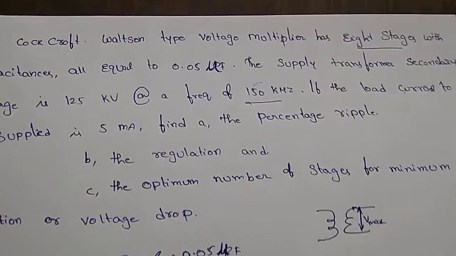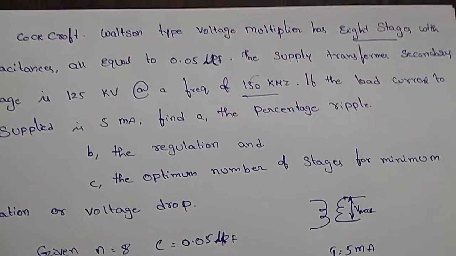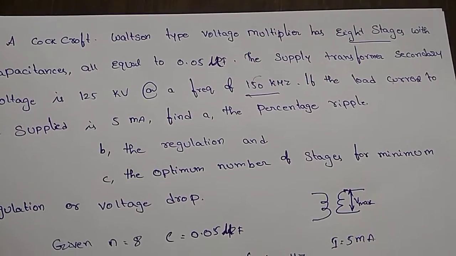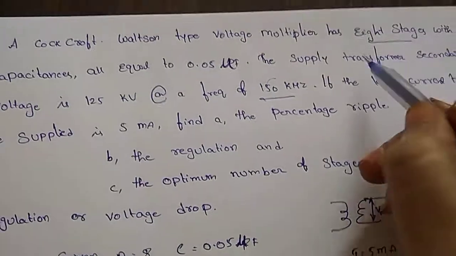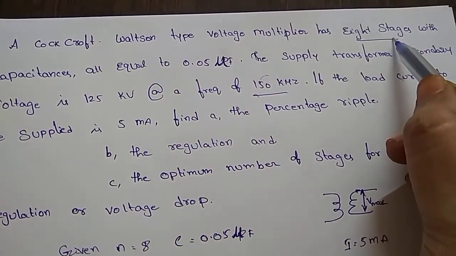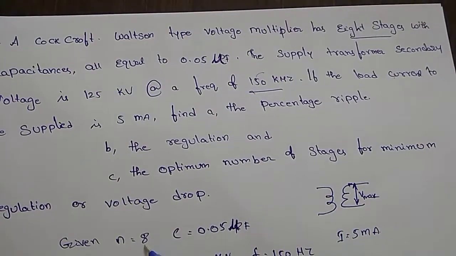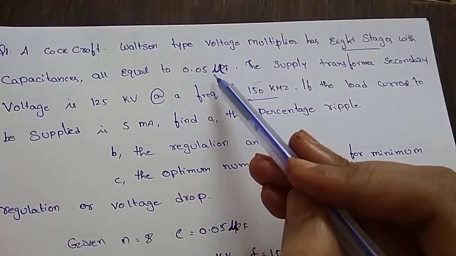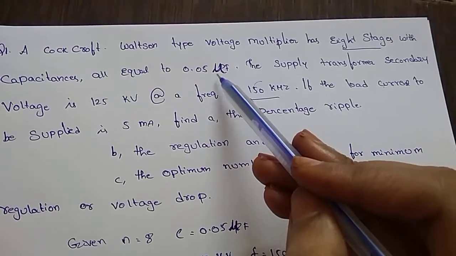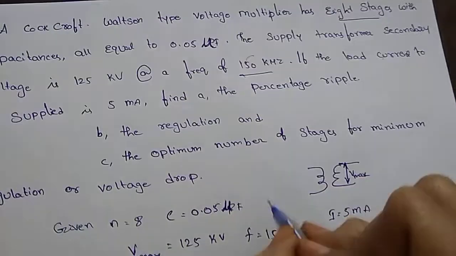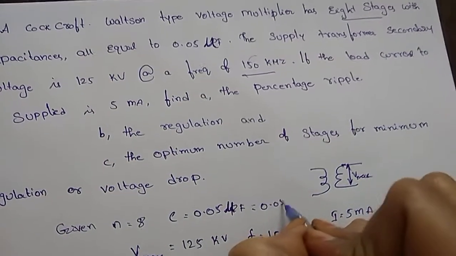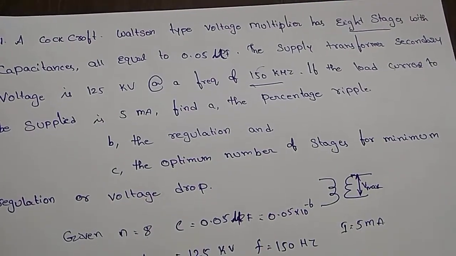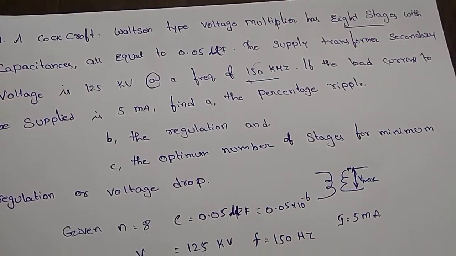Good afternoon to everyone. In today's class, we will see some numericals related to the voltage multiplier circuit. In this problem, they mention a voltage multiplier circuit which has 8 stages, that is, n equals 8, and the capacitance value as 0.05 microfarads, that is 0.05 into 10 power minus 6, and they mention the supply transformer secondary as 125 kV.